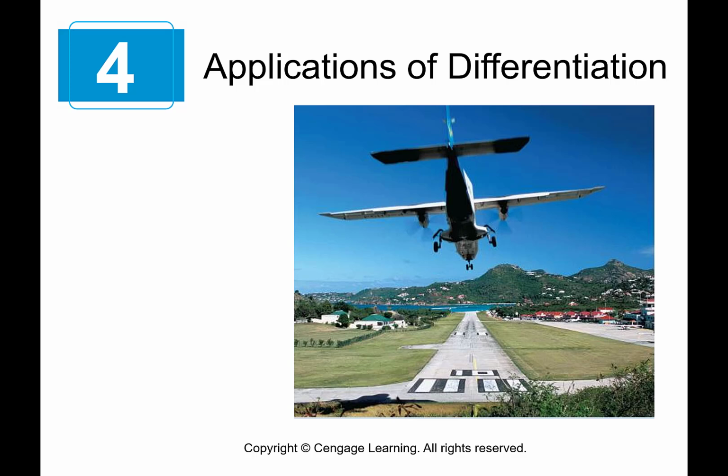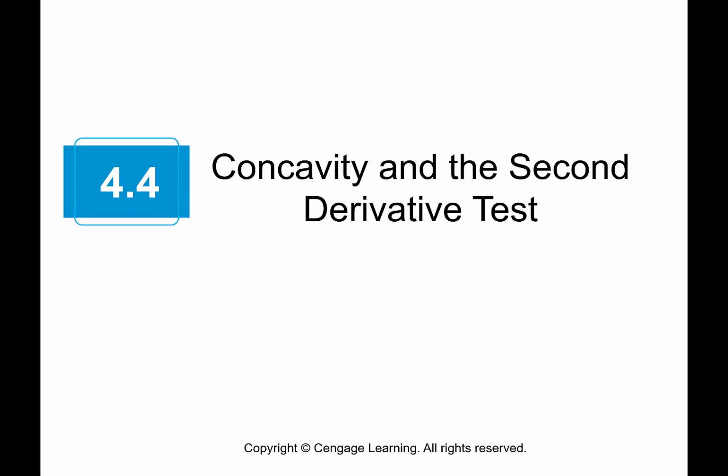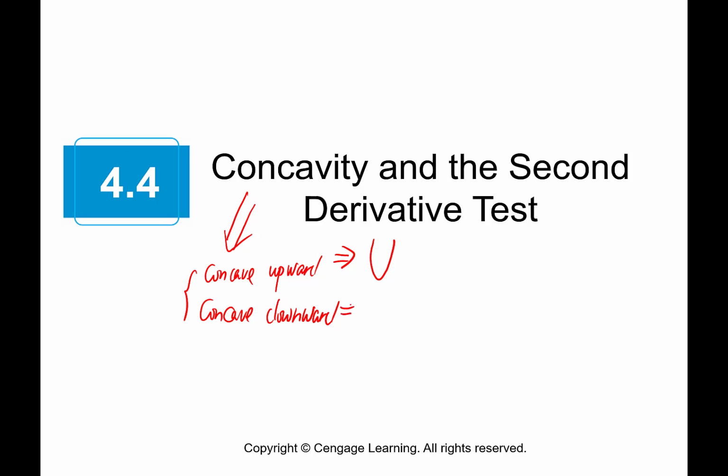All right, let's continue talking about the application of differentiation. I'm going to turn to concavity and the second derivative test. Concavity refers to concaving upward and concaving downward. So this is a typical case of concaving upward and concaving downward.